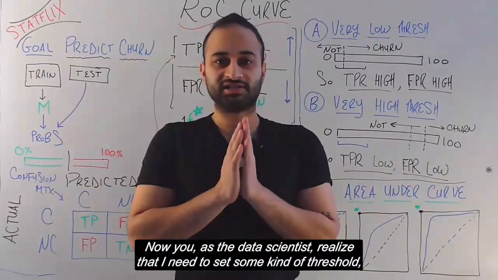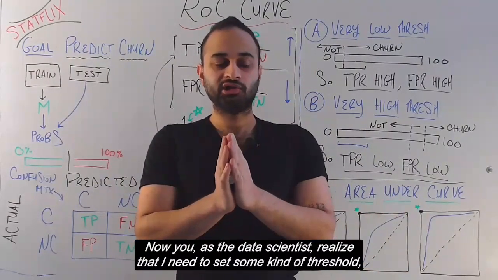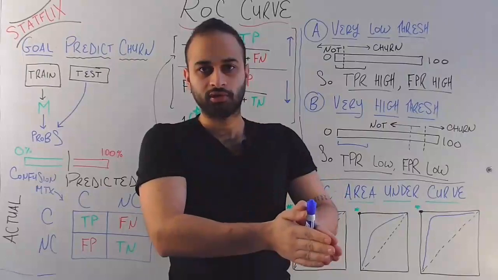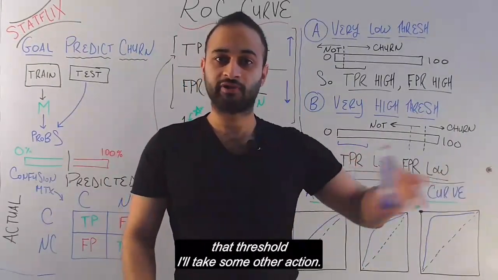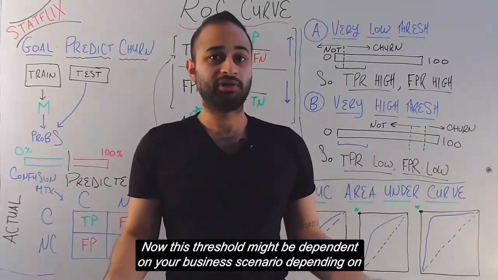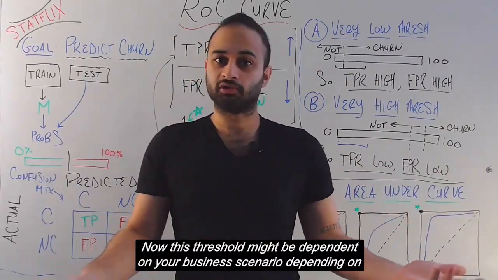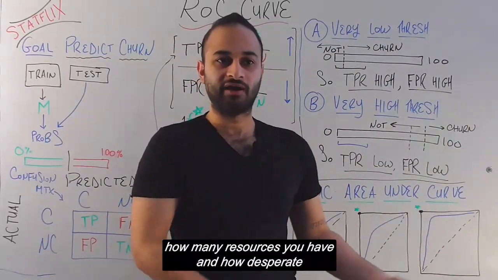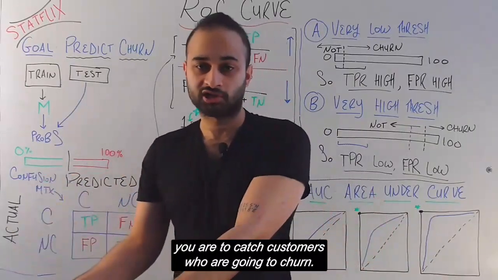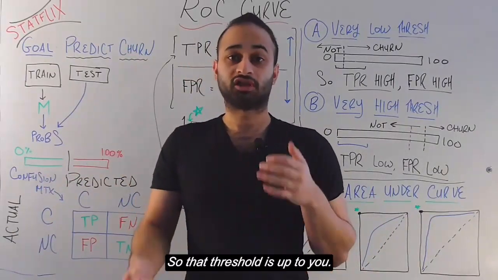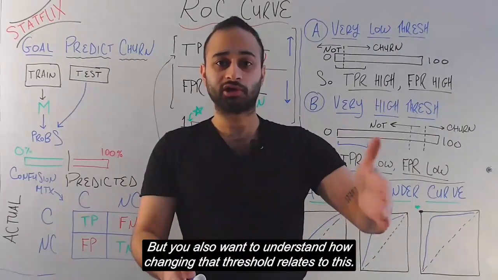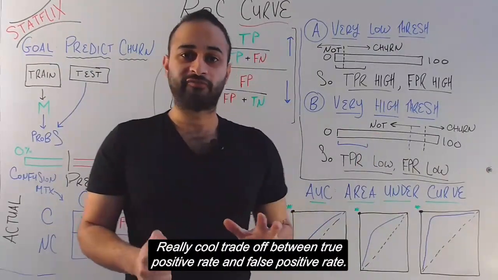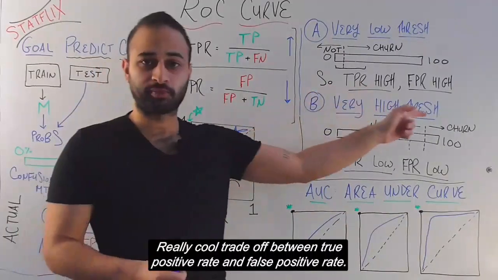Now you, as the data scientist, realize that you need to set some kind of threshold. Above that threshold, I'm going to take one action, and below that threshold, I'll take some other action. This threshold might depend on your business scenario, on how many resources you have and how desperate you are to catch customers who are going to churn. So that threshold is up to you, but you also want to understand how changing that threshold relates to this really cool trade-off between true positive rate and false positive rate.